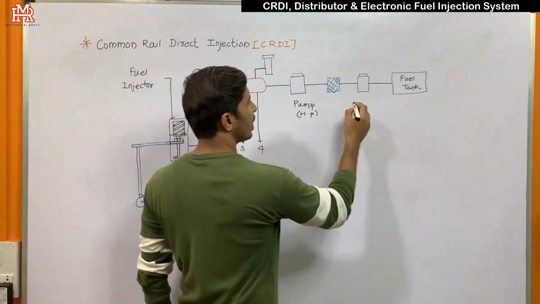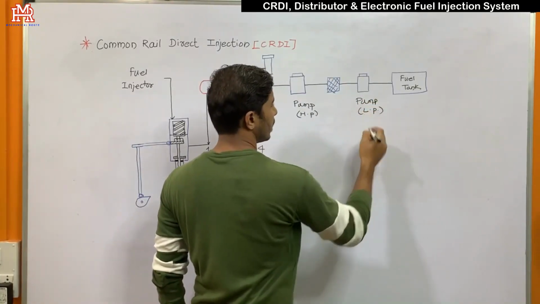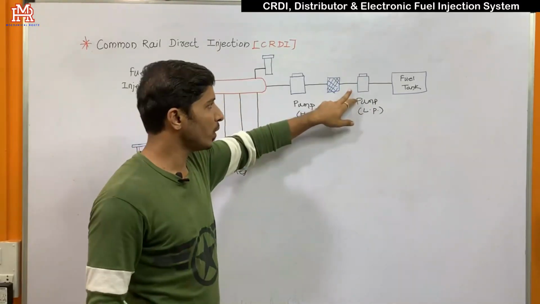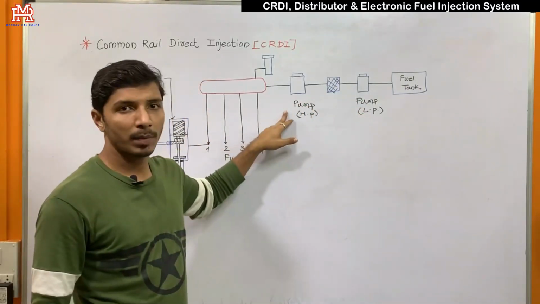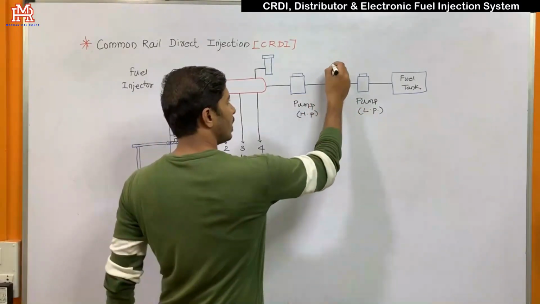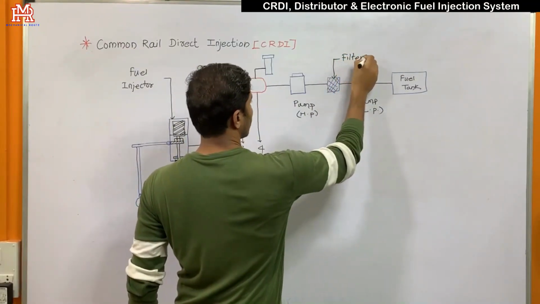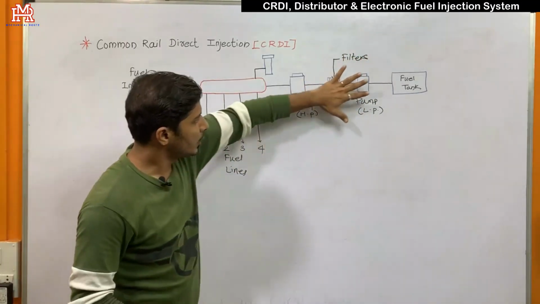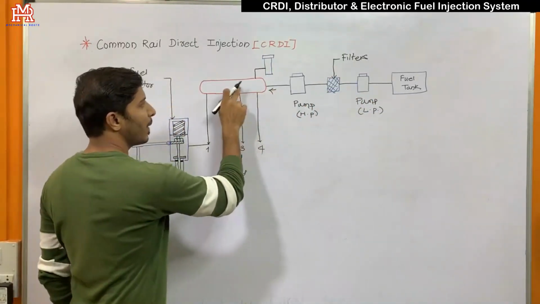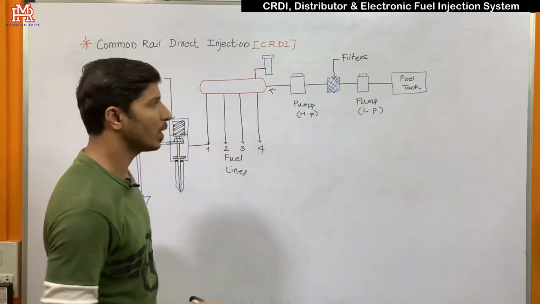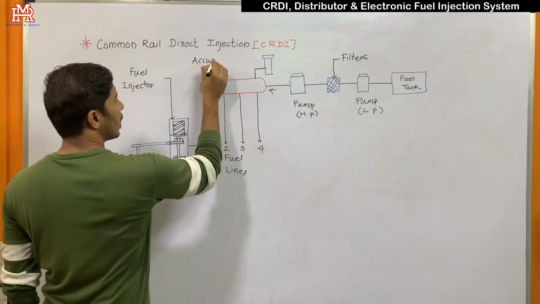Then we will be having one more pump, which can be called the low pressure pump. The function of this pump is only to take the fuel from the fuel tank and to supply that fuel to the high pressure pump. In between you will be having 1 or 2 fuel filters. And then high pressure fuel will be supplied to this passage. This is a common passage which is called the header or accumulator.